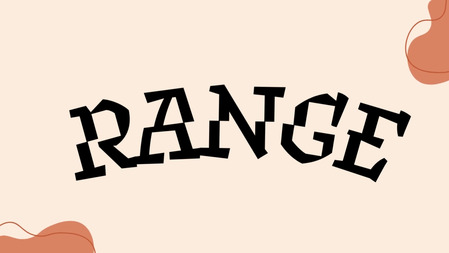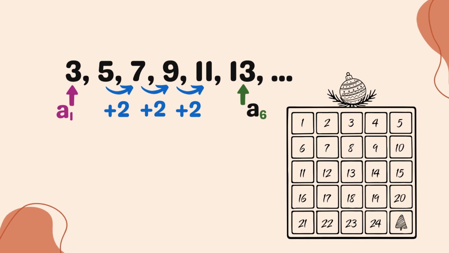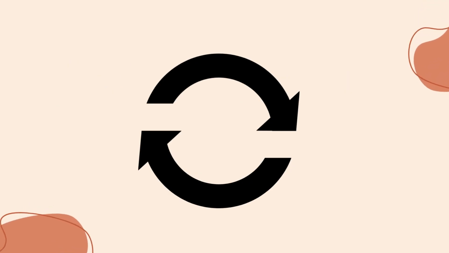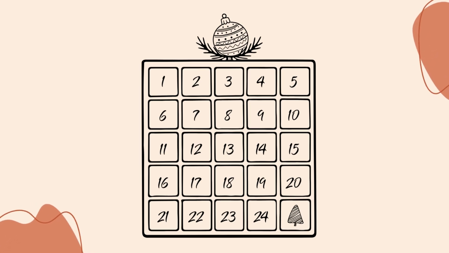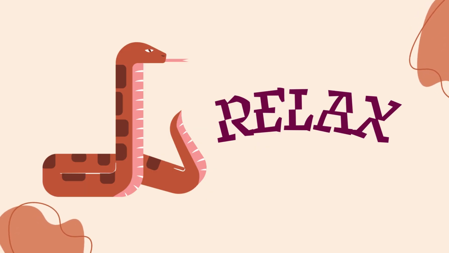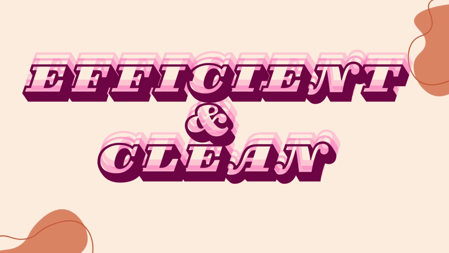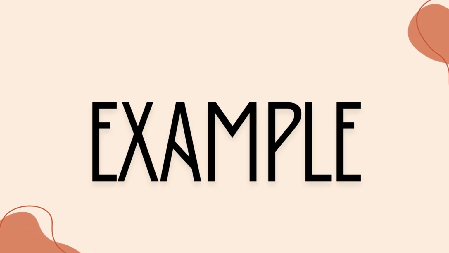The next most important data type is range. Range is a number generator. It creates a sequence of numbers which are mostly used in loops. Instead of writing 1, 2, 3, 4, 5 manually, Python says, relax, I'll generate it for you. It is quite efficient and clean. So let's create a range of numbers. Let's see it with an example.